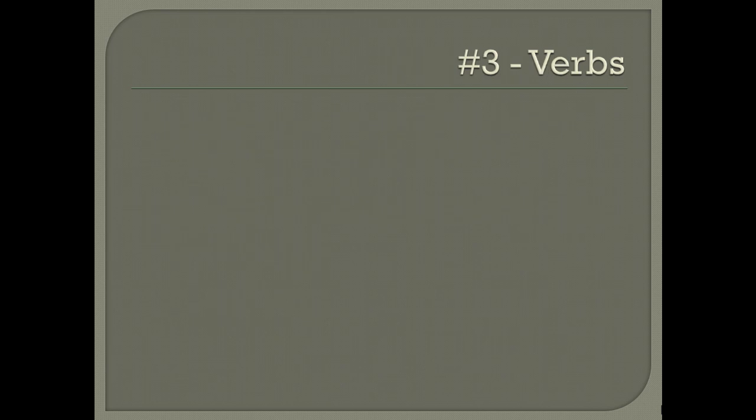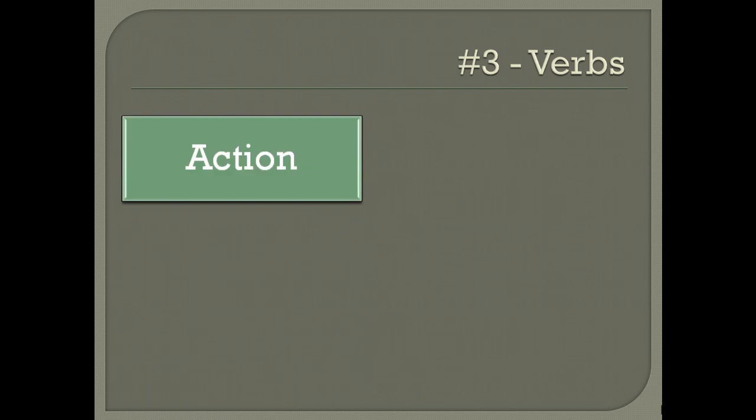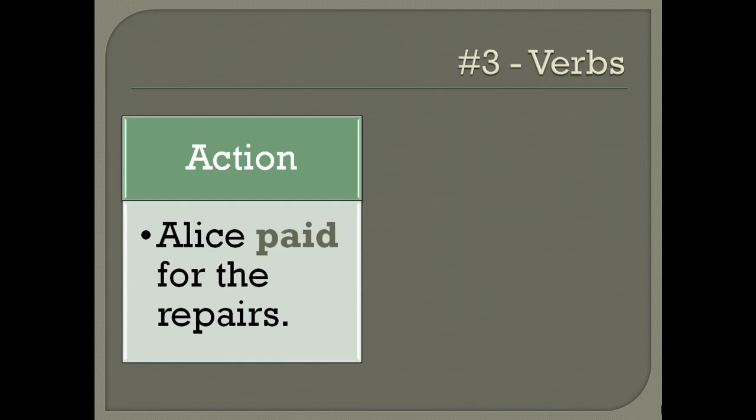Next up we have verbs. Verbs can express action or a state of being. Action verbs are the easiest to spot. Consider the sentence, Alice paid for the repairs. Most people recognize the action verb of paying.